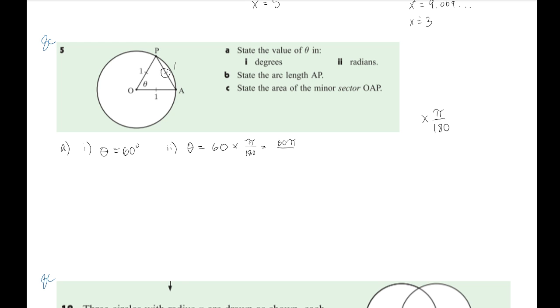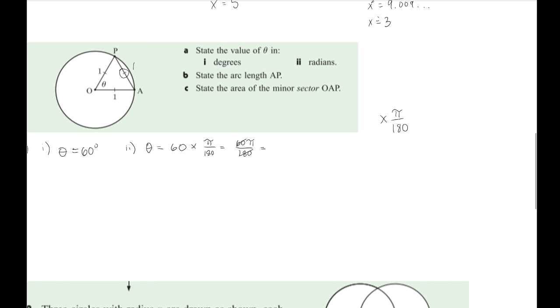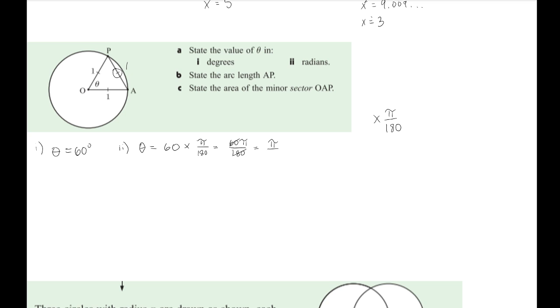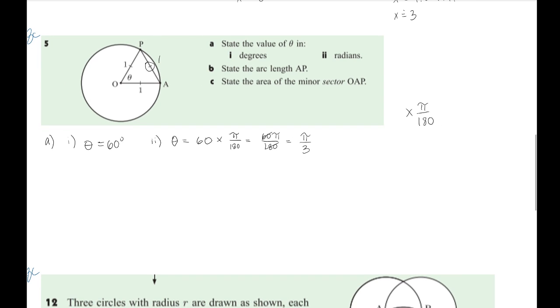So 60 times pi over 180 is going to simplify. If I divide by 60 on the top and bottom, 60 gets divided out completely on the top, and I end up with 3 on the bottom. So I have pi over 3 is the equivalent of 60 degrees when I'm talking about radians.